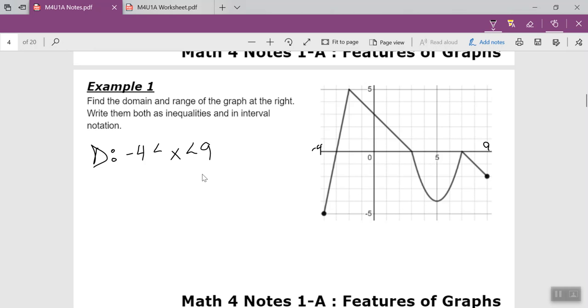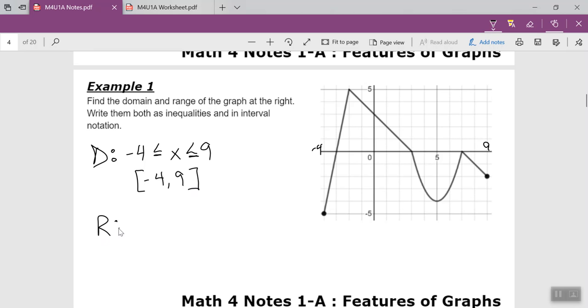And when you think about it, those are dots on the end, which means that they are included in the answer, which means that's going to be less than or equal to on both sides. Now, to do that in interval notation, we would do this in this fashion with brackets on the end indicating that there is a closed dot on each end and not an open circle.